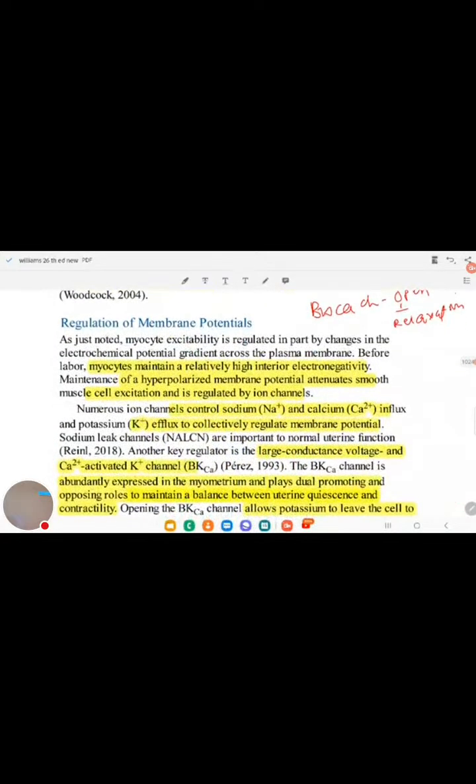Okay. And second thing, the regulation of membrane potential. The myocyte maintains a relatively higher interior electronegativity, a hyperpolarized membrane potential, during smooth muscle relaxation. If you maintain the membrane in hyperpolarization, that is the interior electronegativity, then it will maintain the smooth muscle in the relaxation phase.